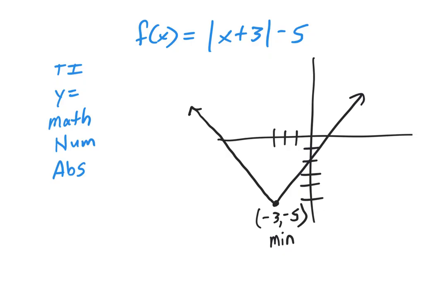Wait, you click minimum or not? This time it would be minimum because it's at the bottom. How come mine's like -2.9999? Yeah, okay, so that's a good question.